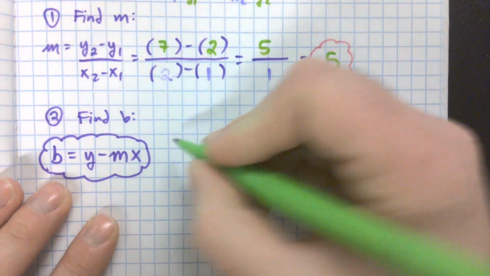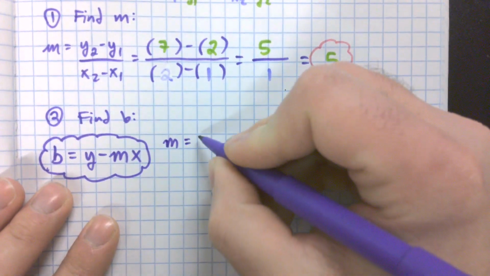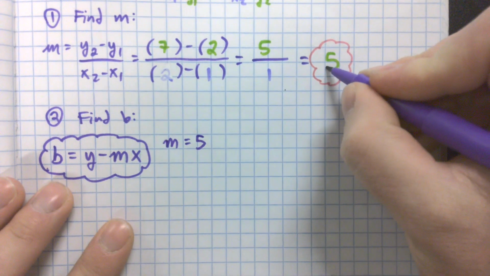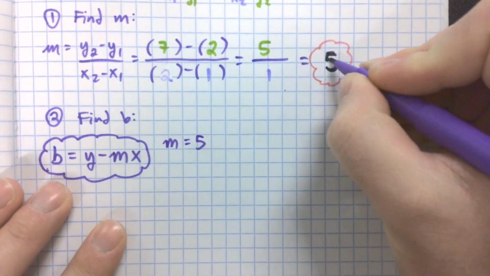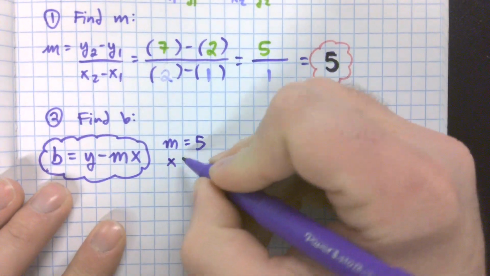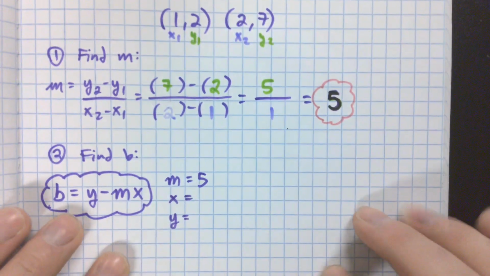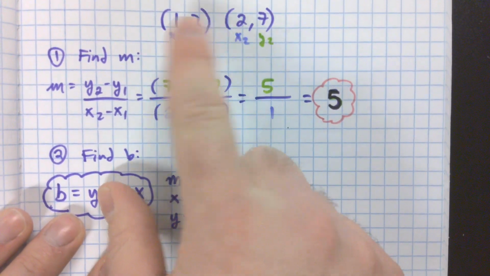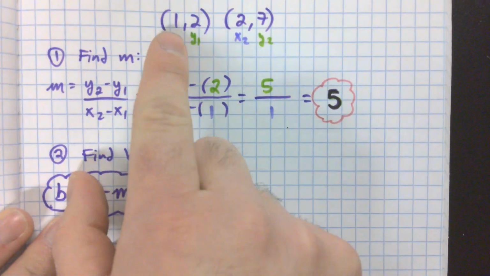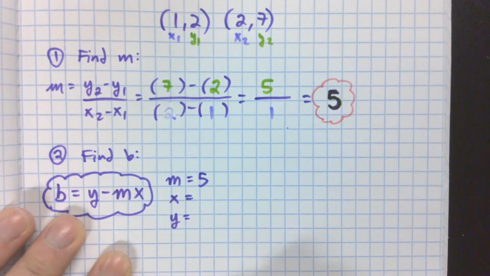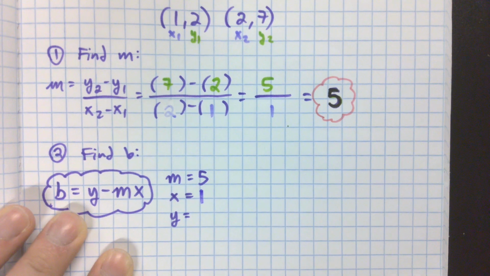We know that my m was equal to 5. And if we want to find an x and a y, where can we get an x value and a y value? At the very beginning, we were given 2 points. Either one of them will work. I'm going to use my first one because it looks easier. So what's the x value for my first point? 1. What's my y value? 2.